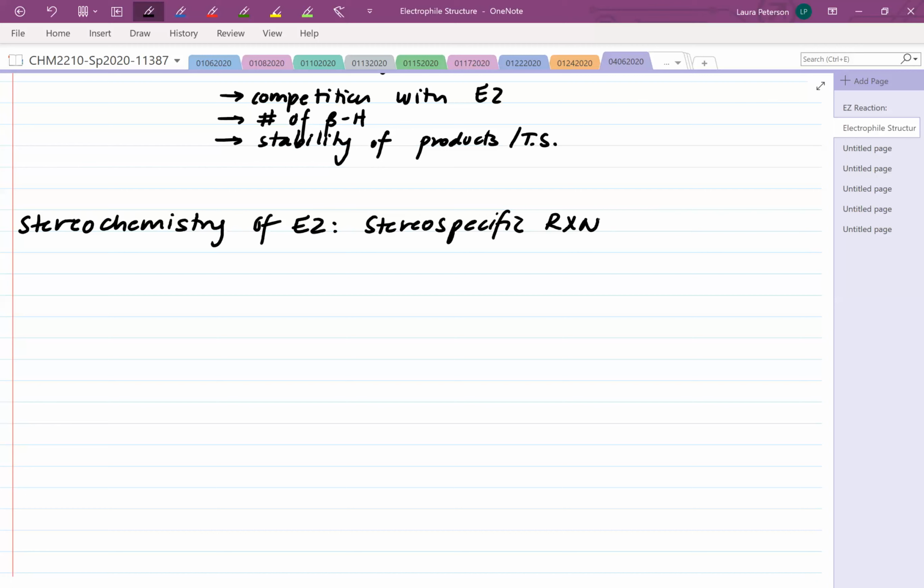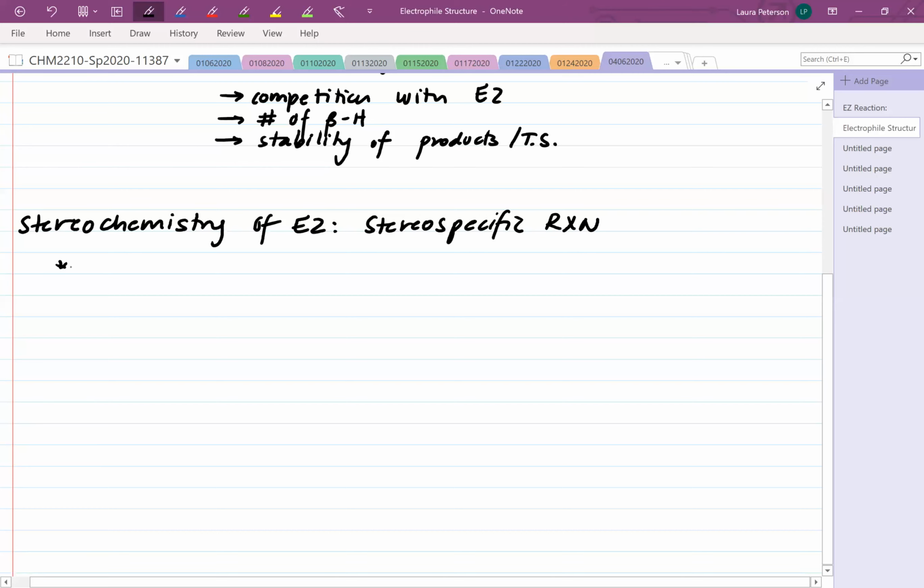There's something I haven't told you about the mechanism, and that is that in the E2 elimination, in our concerted single-step mechanism, there is a stereochemical requirement between the beta hydrogen and the leaving group. The beta hydrogen and the leaving group must be 180 degrees apart. They must be anti from one another. Let me write that out, and then we'll start to think about how this makes an impact on the stereochem of the product.